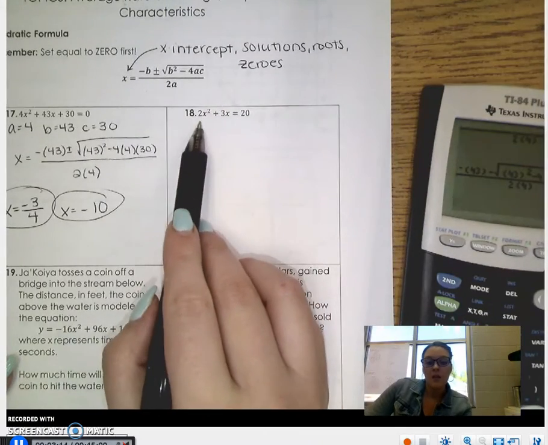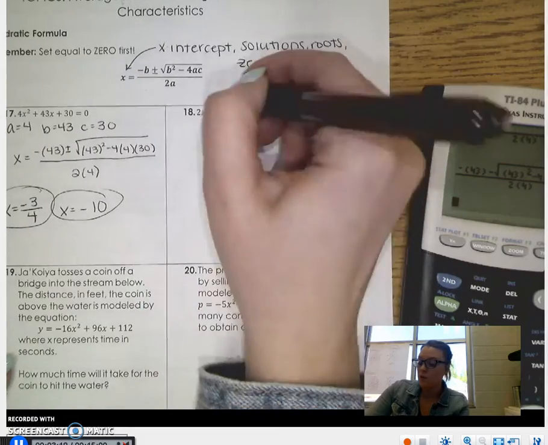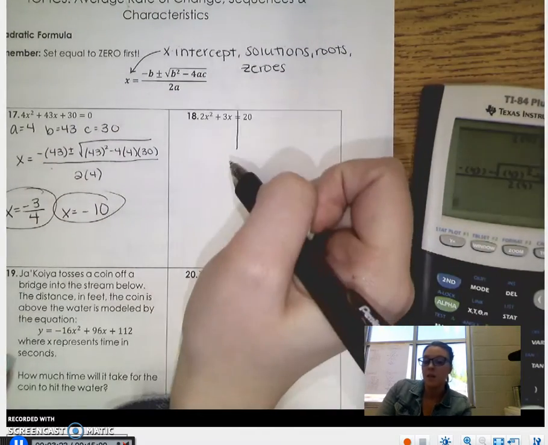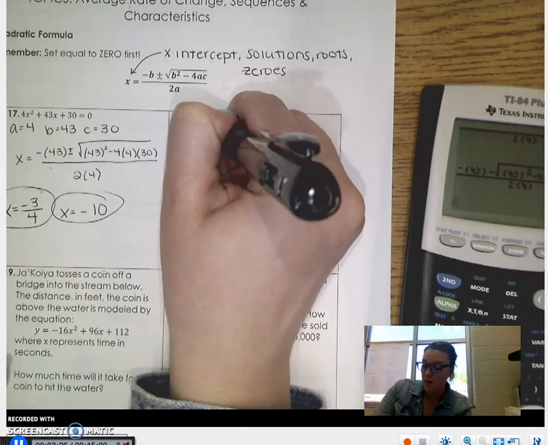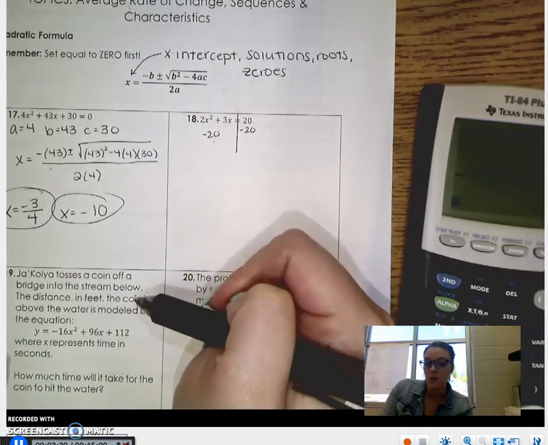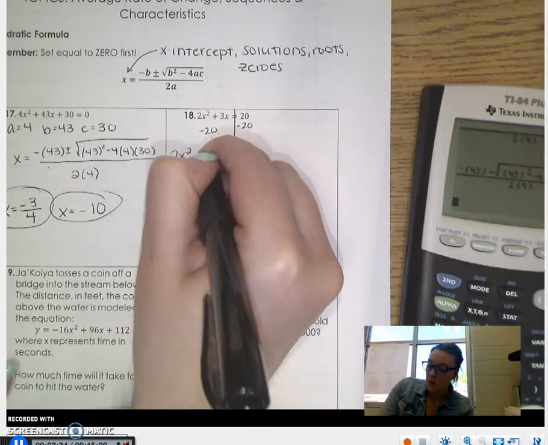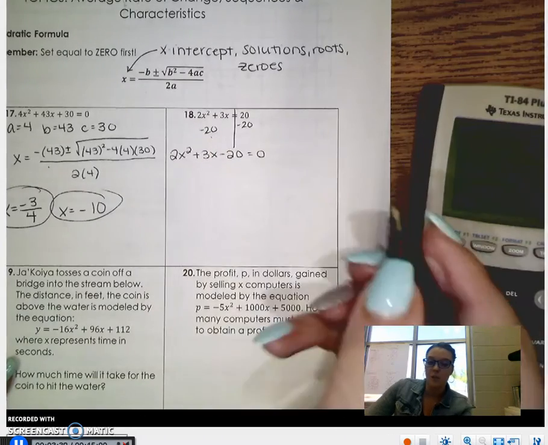Now we have number 18. It says 2x squared plus 3x equals 20. The first thing I have to do is get this equal to 0. Unlike number 17, number 18 is not equal to 0. So I'm going to subtract 20 from both sides. 20 is not a like term to 2x squared. 20 is not a like term to 3x. So I'm going to write it as 2x squared plus 3x minus 20 equals 0.